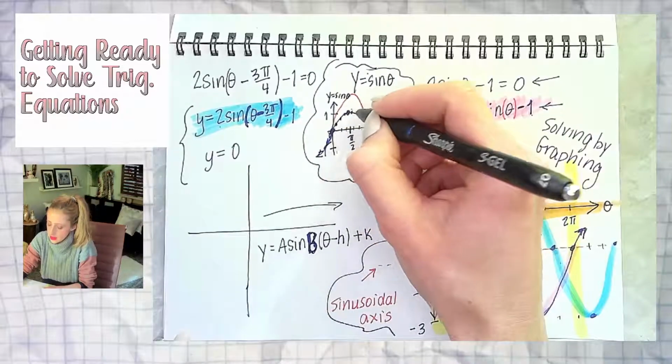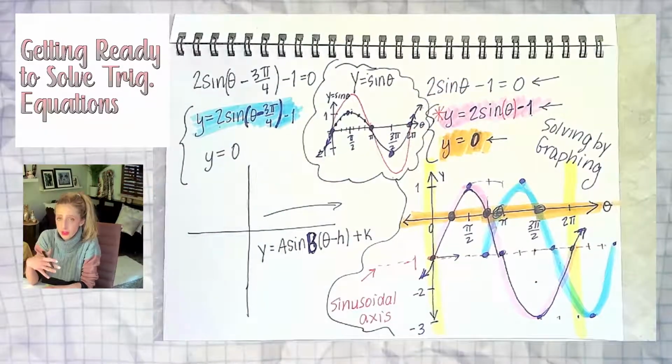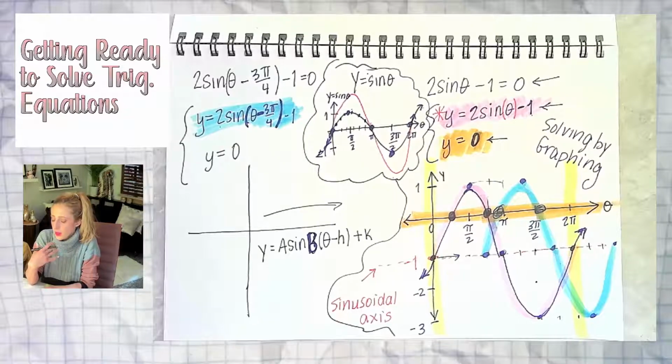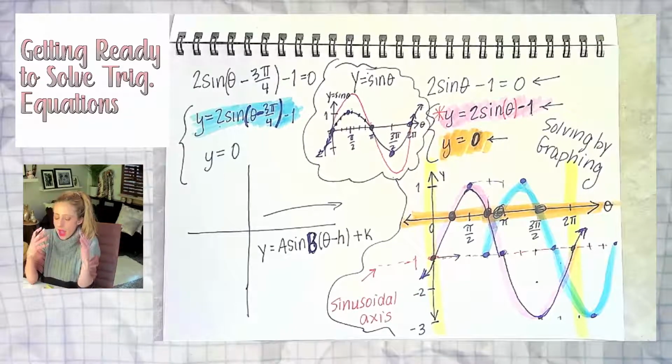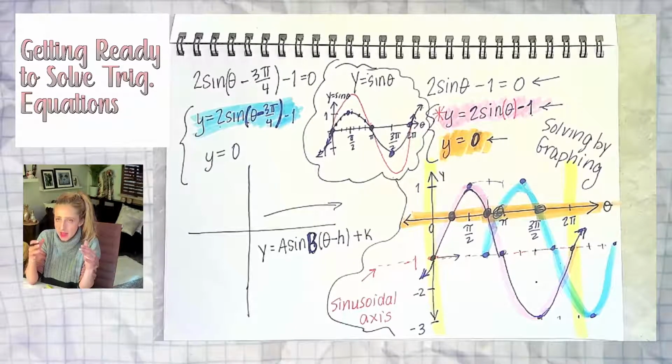When I ask what the period is of a graph, the period is how long it takes for a cycle to repeat itself. So how long is the period for sine of theta? How long does it take for it to start repeating itself in general, normally?